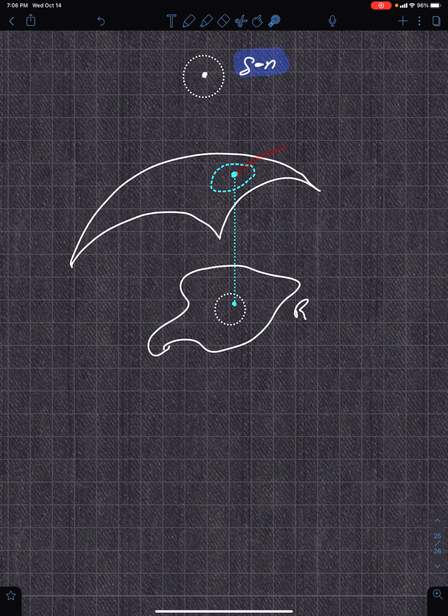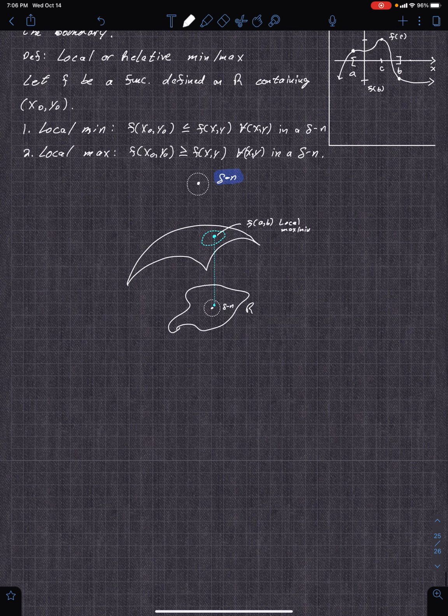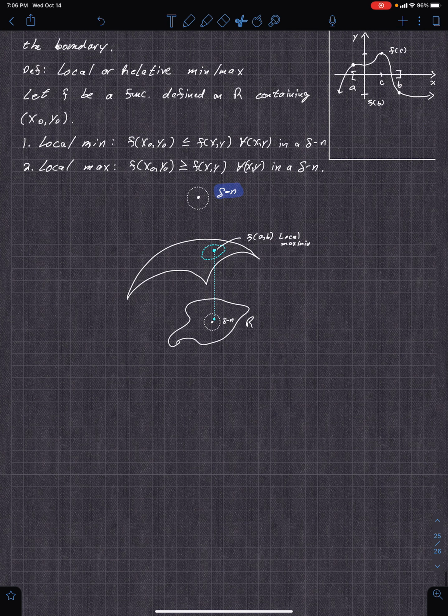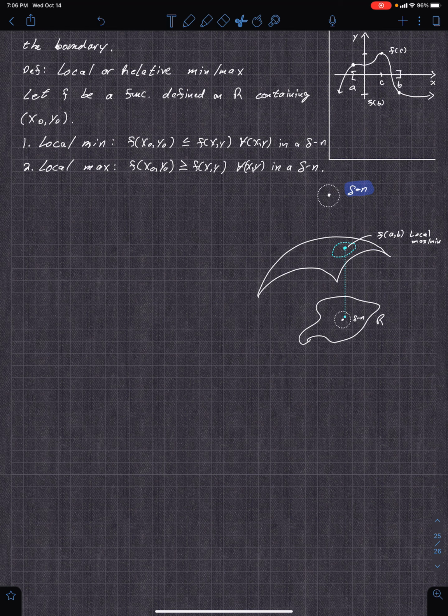Okay, so that's what we refer to as your f of a, b being local. So it's a local max or min within that delta neighborhood. Okay, so that's our concept. All right. I'm going to move this to the side, and then we can define our critical points over here.